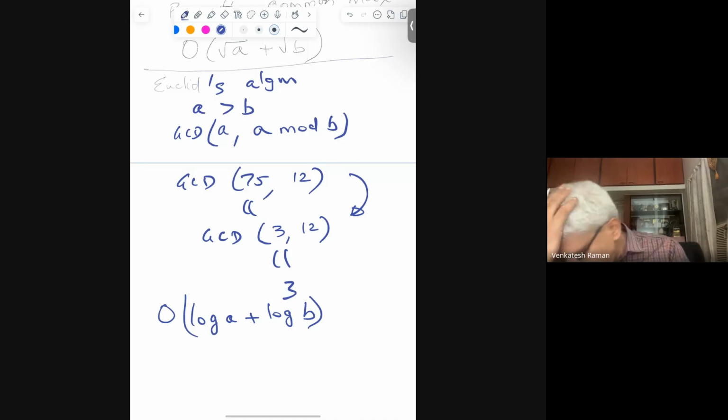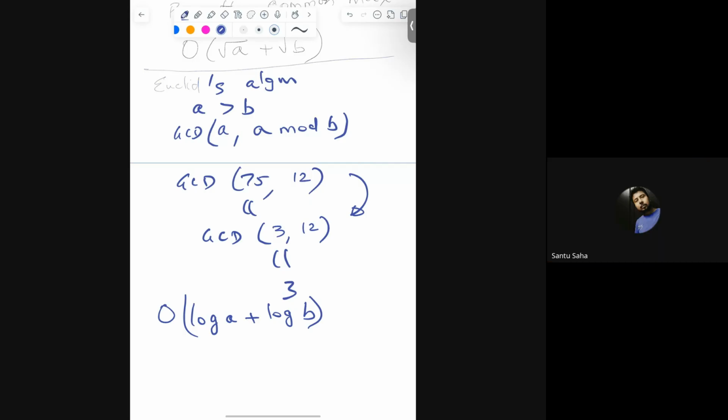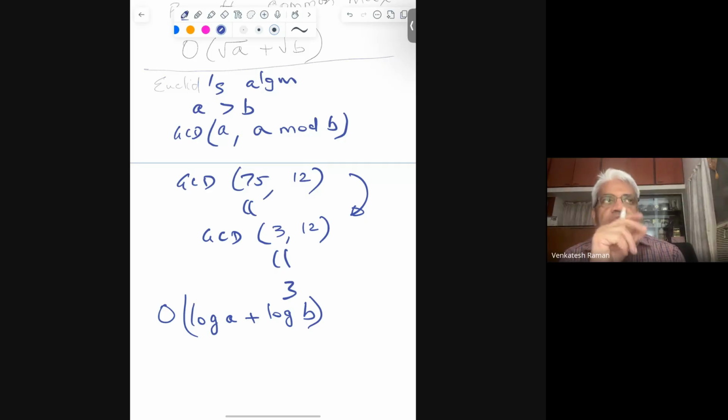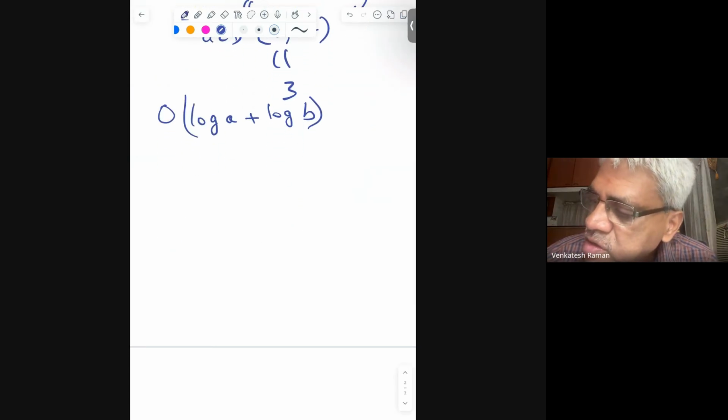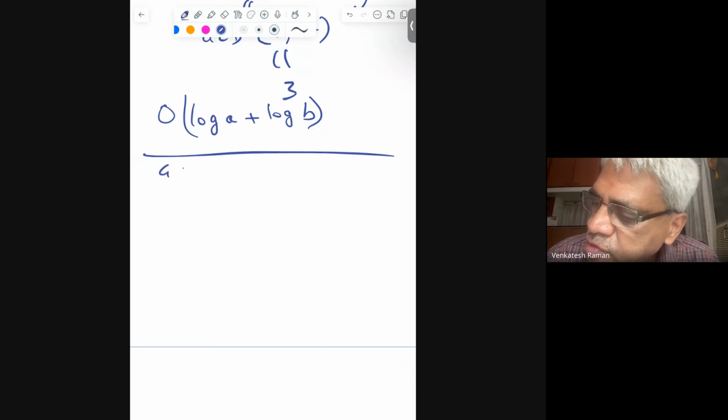See, the worst case would be something like this Fibonacci number. If I give the input as some consecutive Fibonacci numbers, let's say F(k+1) and F(k), you're going to subtract. So for example, this would be the hard case.